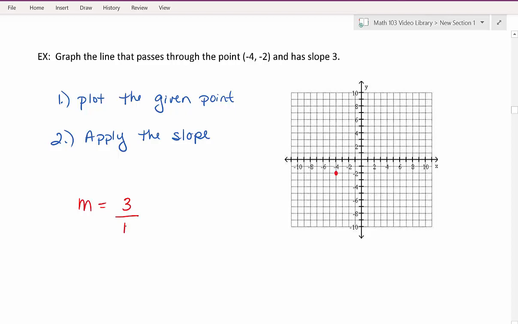So we are going to go 3 in the positive y direction and then 1 in the positive x direction. From the point -4, -2, up 3, to the right 1. And we'll do it again. Up 3 and to the right 1. We connect our dots and have the graph of our line.